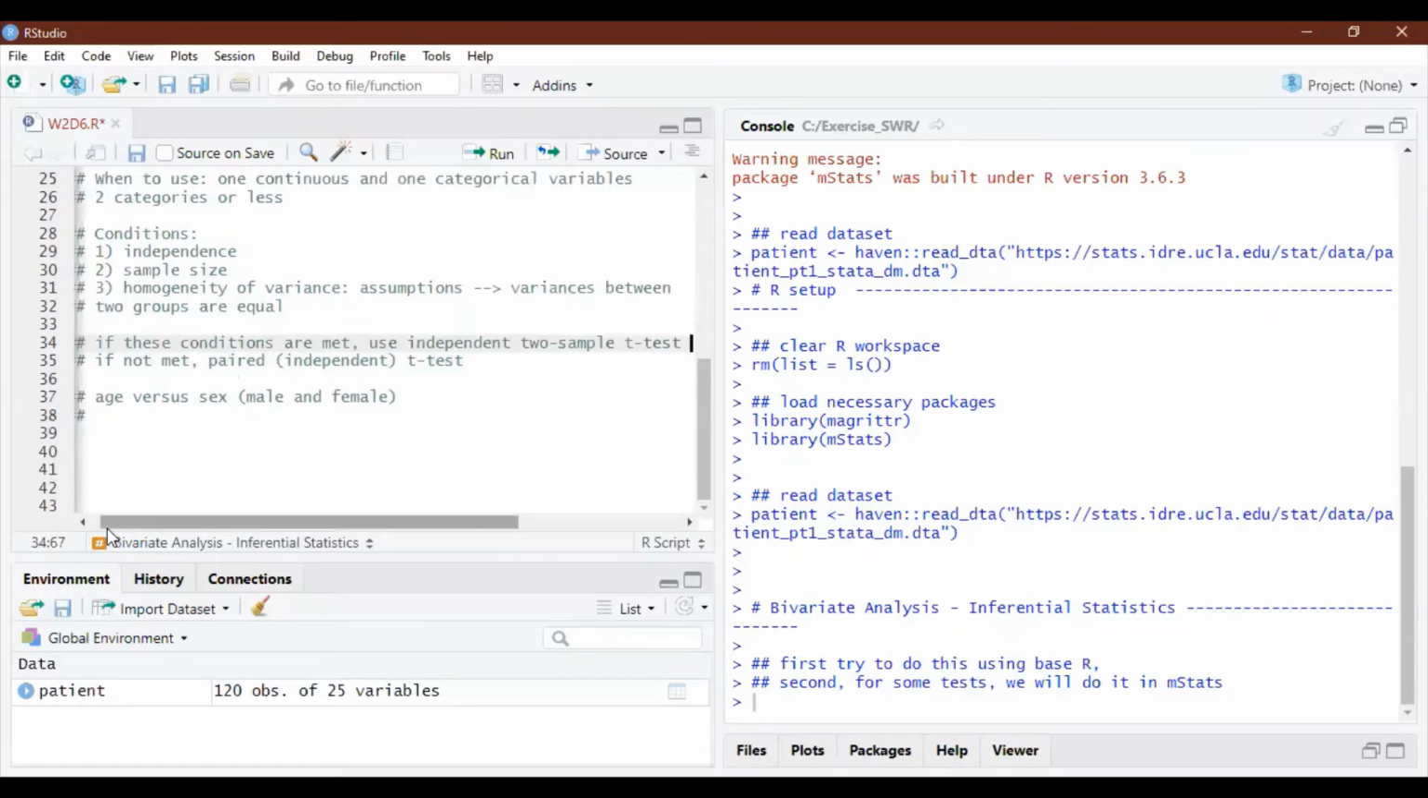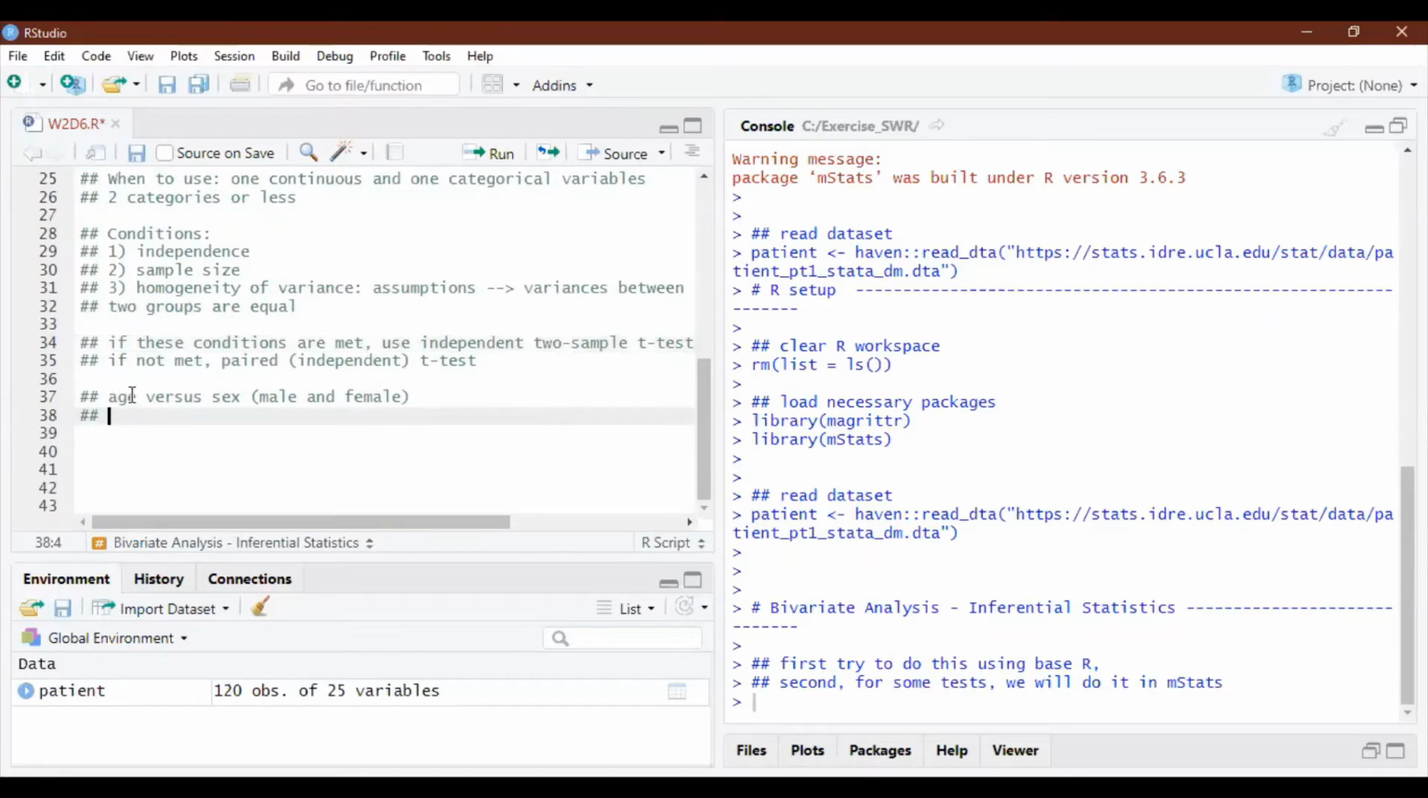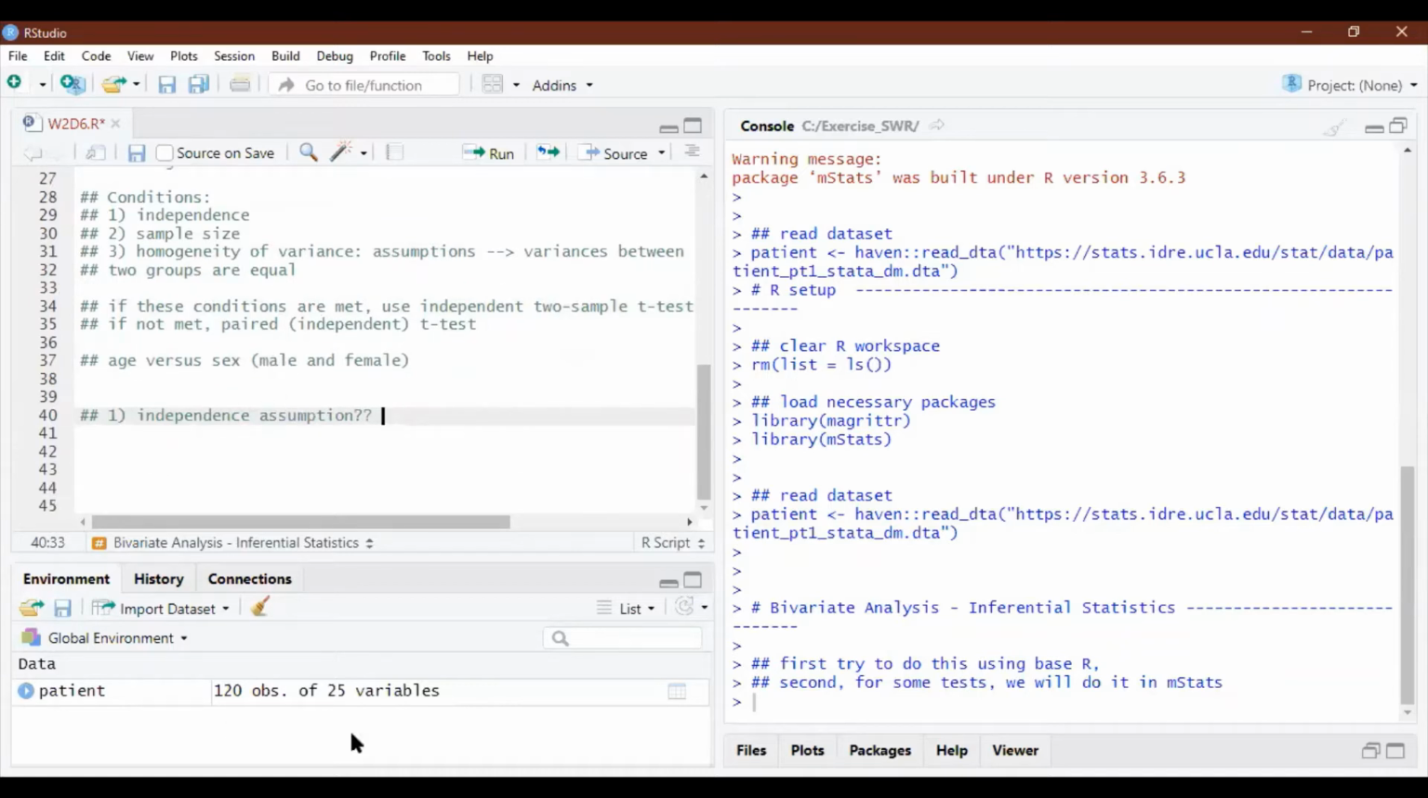Anyway, let's do this for our age and sex. First, we need to consider the independence assumption for our data. Do you think in our patients data set that male and female are independent of each other? Well, actually we didn't have any context for this data, but we assume that they are not related, for the purpose of demonstration.